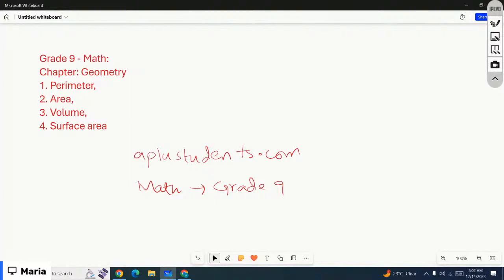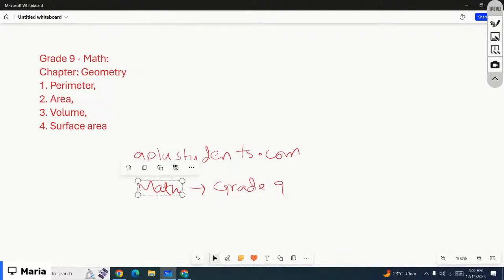Make sure you have your notebook and pencil so that you can note down the important examples and definitions as well, right? Let's just start with the first lesson, that is perimeter. Basically, perimeter is the measure of the total length around the outside of a shape, right?